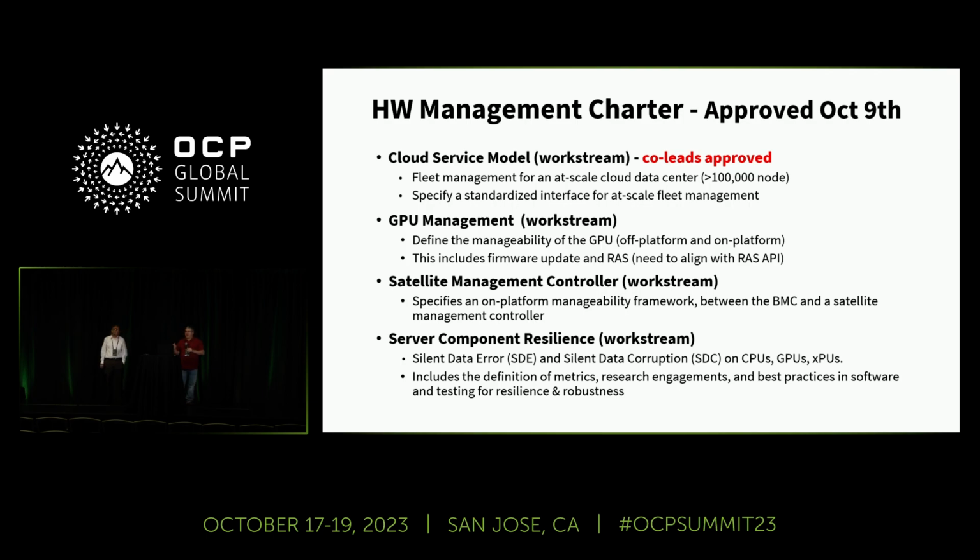But these are the charters for the 4 new work streams that we have now in hardware management. The cloud service one has had their co-leads approved. For the rest of them we need to nominate and approve the co-leads to run those, and then start scheduling meetings. You can see on the slide that the cloud service model is doing things at very large, what we would call fleet scale, so tens or hundreds of thousands of nodes, and how that is going to impact the management stack. The other work stream is GPU management.